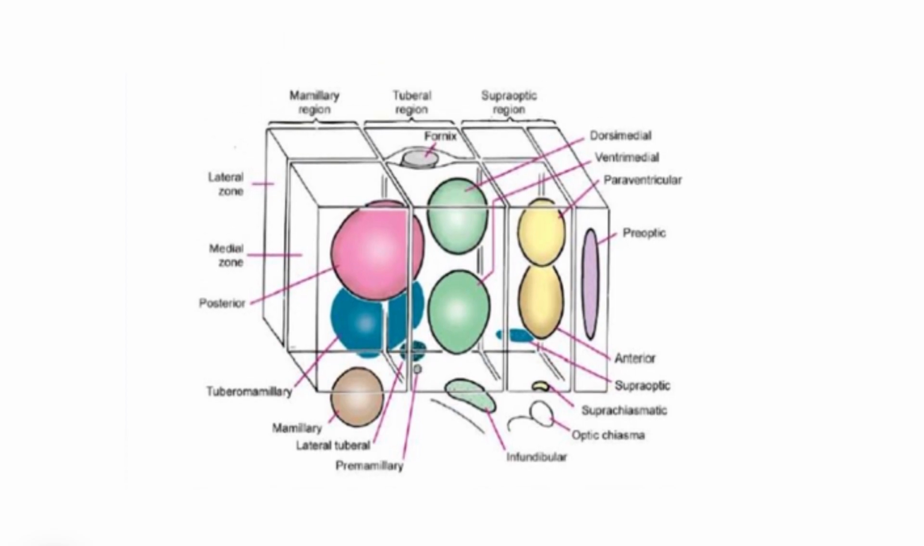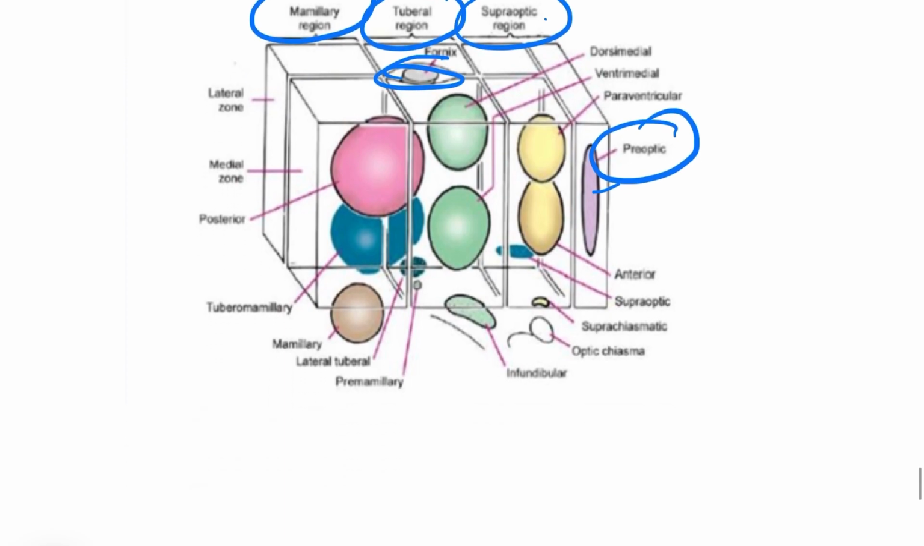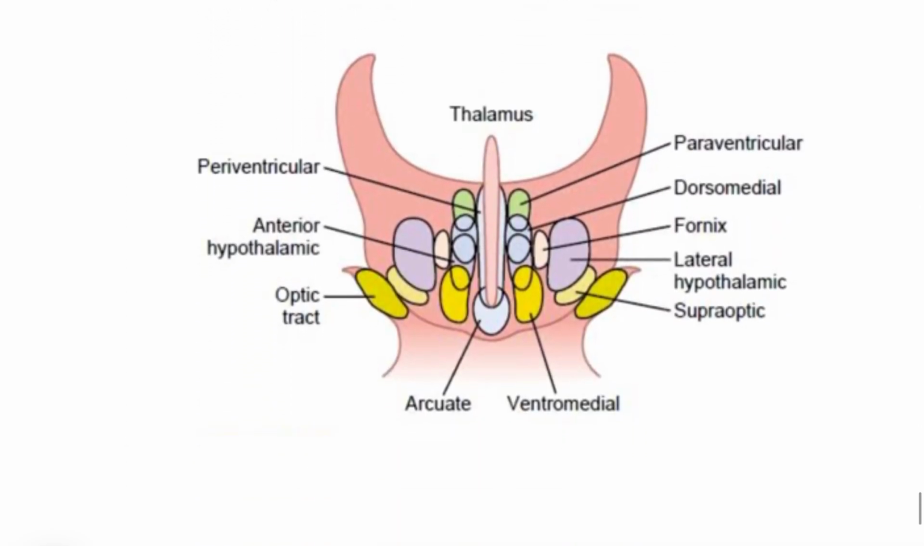You can see this central part, the fornix, is divided into a medial and a lateral zone, and how these nuclei are present. The preoptic nucleus is present in both the medial and lateral zone. Then we have the supraoptic region, tuberal region, and mammillary region. We have already discussed the various nuclei present in these regions. You can see one more coronal section of the right and left side here. At this center there will be the third ventricle, and on either side there will be the medial group and the lateral group of nuclei.